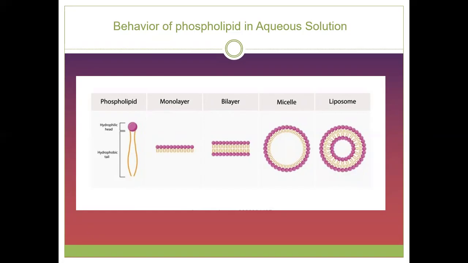This is a classical example of what we call liposomes, and how this behavior of phospholipid in aqueous solution can lead to formation of a phospholipid bilayer, as we've seen in a membrane bilayer. And that is the reason how or why the membrane forms a bilayer.